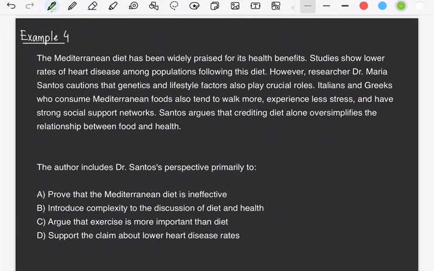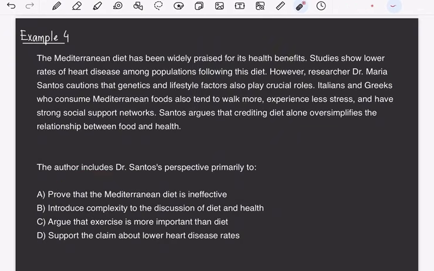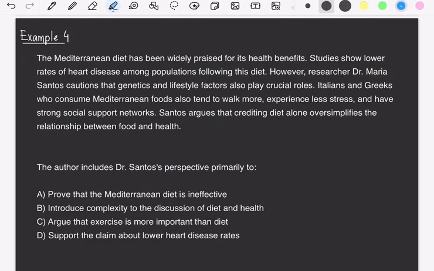Okay, the question is: the author includes Dr. Santos' perspective primarily to... Now, this is talking about Santos' perspective. So let's see, what is Santos' perspective? That's something we have to highlight in the passage. She says that diet is not the only factor. There are other factors like genetics and lifestyle. They play a crucial role in lesser heart disease.